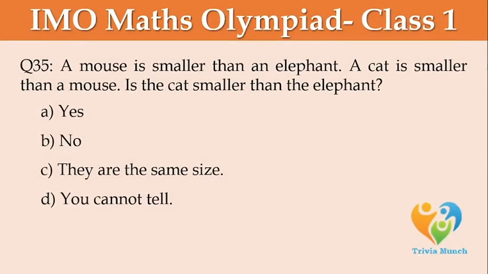A mouse is smaller than an elephant. A cat is smaller than a mouse. Is the cat smaller than the elephant? Option A, yes. Option B, no. Option C, they are the same size. Option D, you cannot tell.